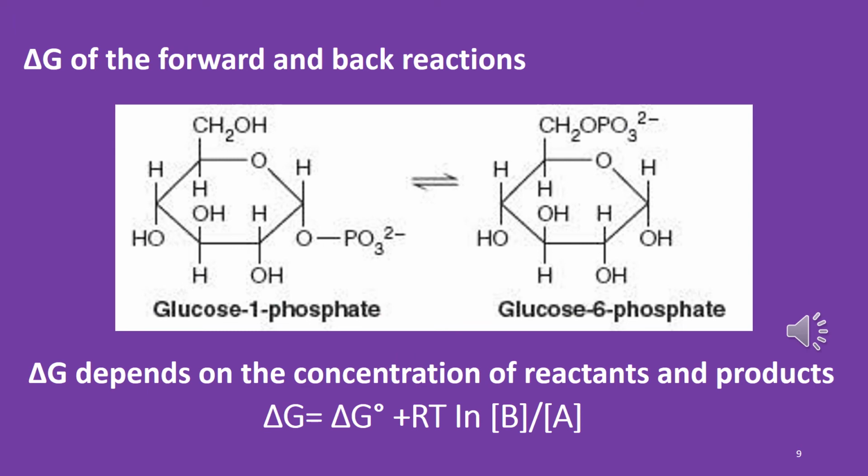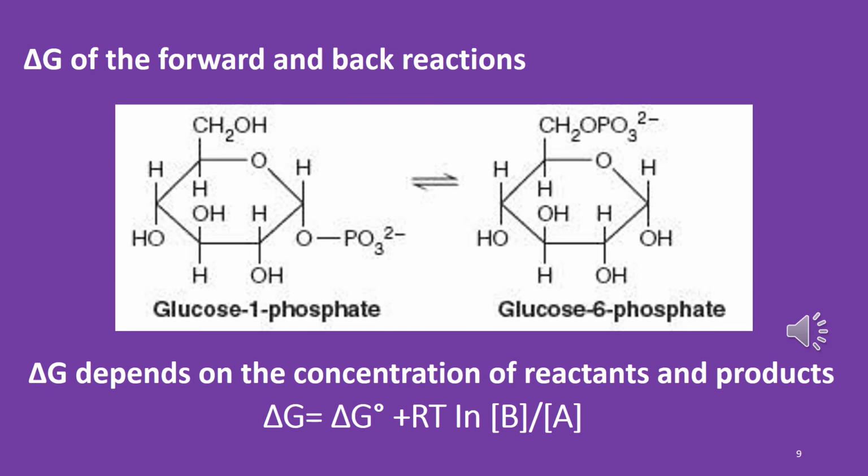Now for reversible reactions, such as the conversion of glucose 6-phosphate into fructose 6-phosphate, the free energy of the forward reaction is equal in magnitude but opposite in sign to that of the back reaction. For example, if the change in free energy, or delta G, of the forward reaction is minus 5 kilocalories per mole, then for the backward reaction, the value is going to be plus 5 kilocalories per mole.